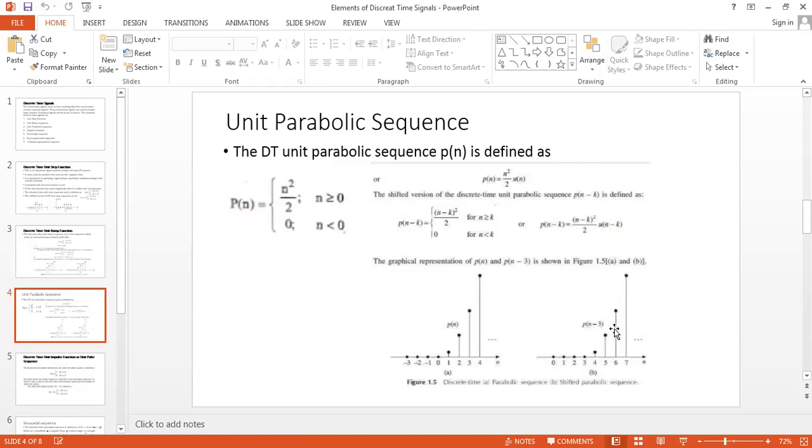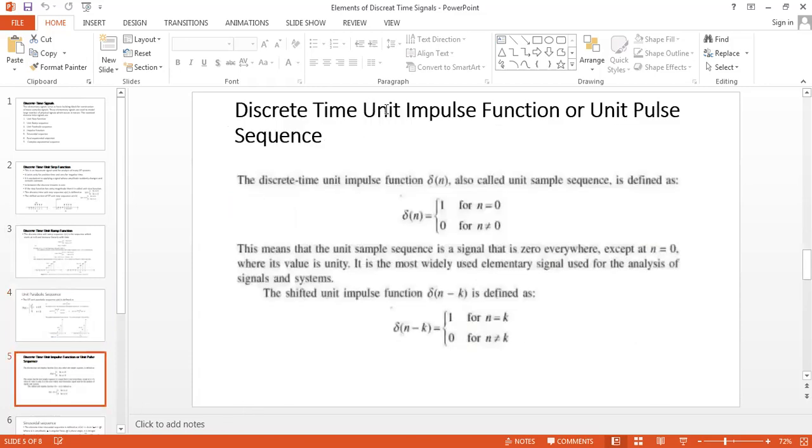So this is a shifted parabolic function. Then the discrete time impulse function. The discrete time impulse function delta is called the unit sample sequence. It is defined as delta of n equal to 1 for n equal to 0, and 0 for n not equal to 0. So only for n equal to 0 does the single value equal 1, and all others on both sides will be 0.